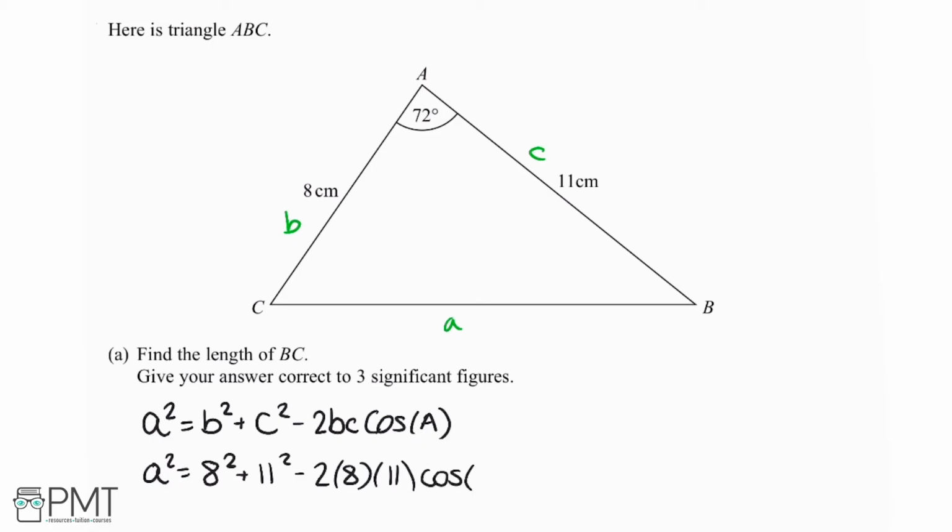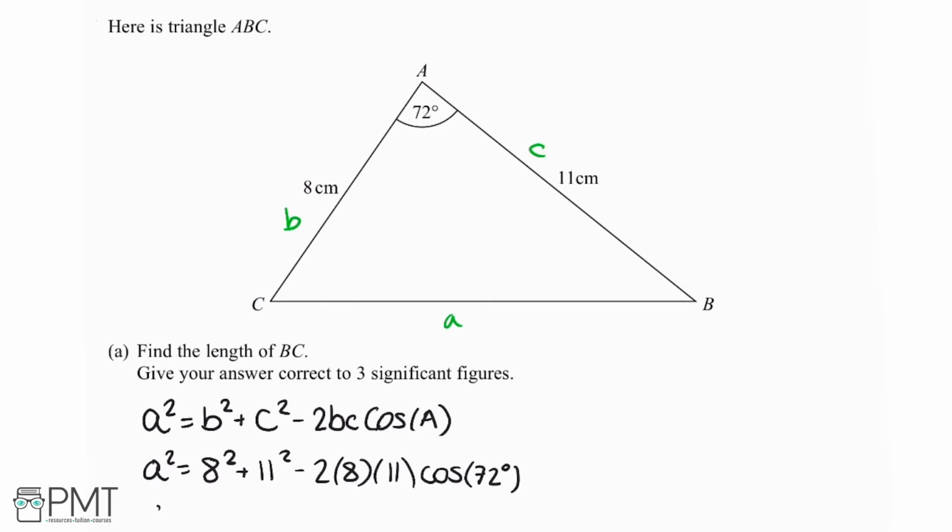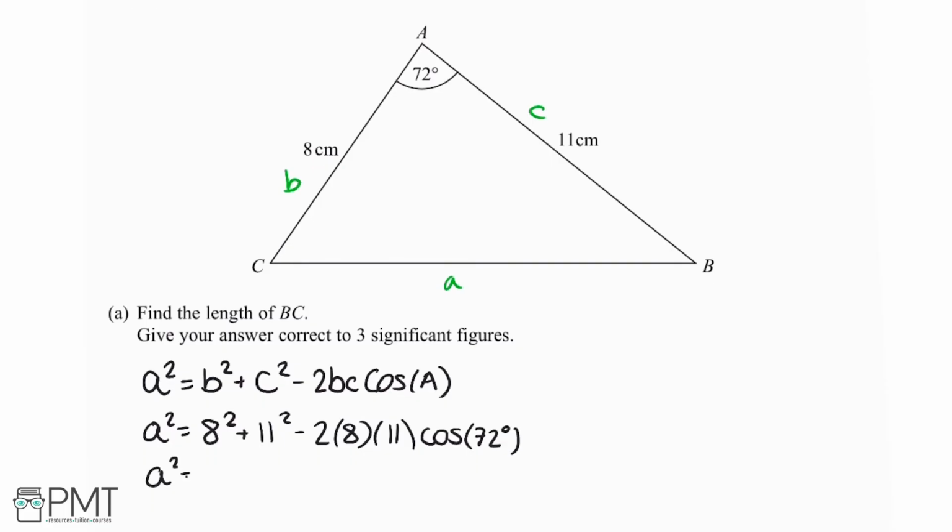So we've got cos of 72 degrees. Now we're going to work this out in our calculator. So popping this all in, it should say on your calculator 130.61 and then there's loads more decimal points after that. Now we've currently got a squared, but we want a value for a.